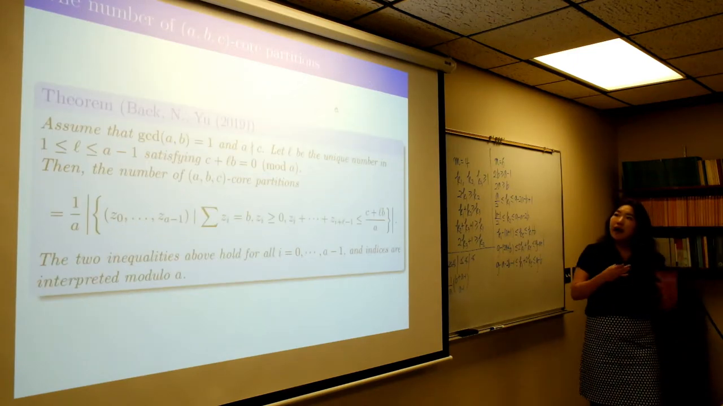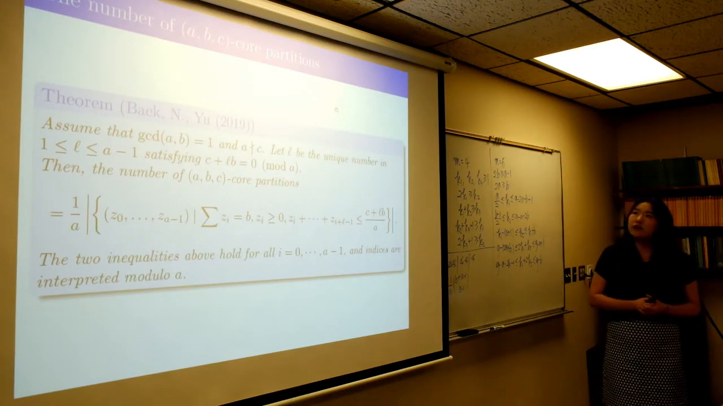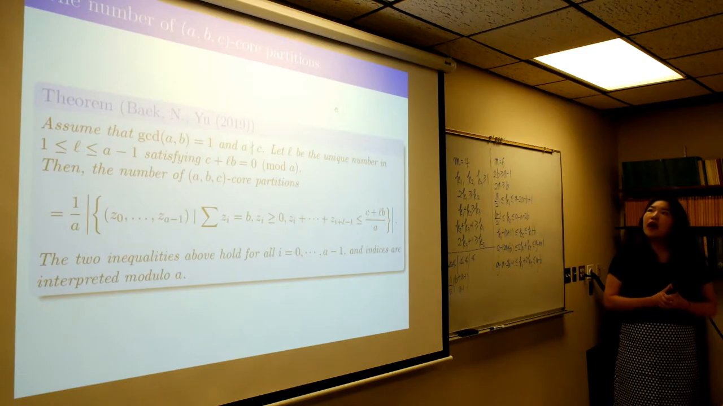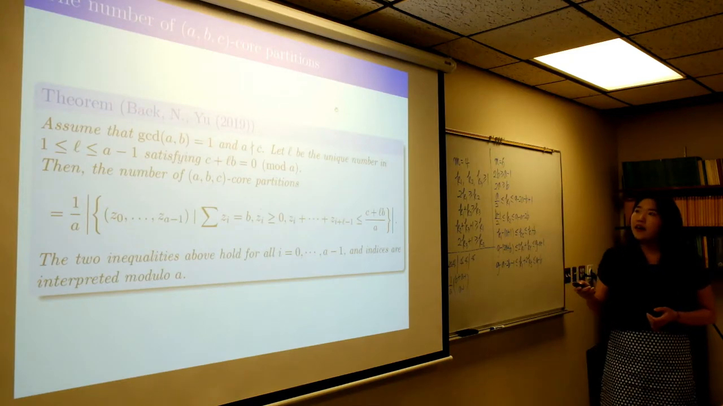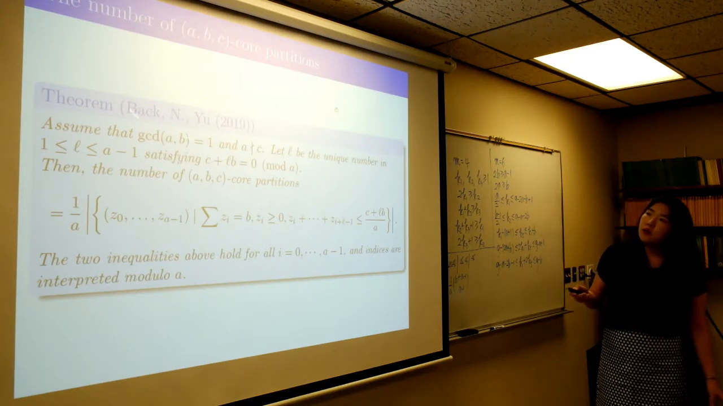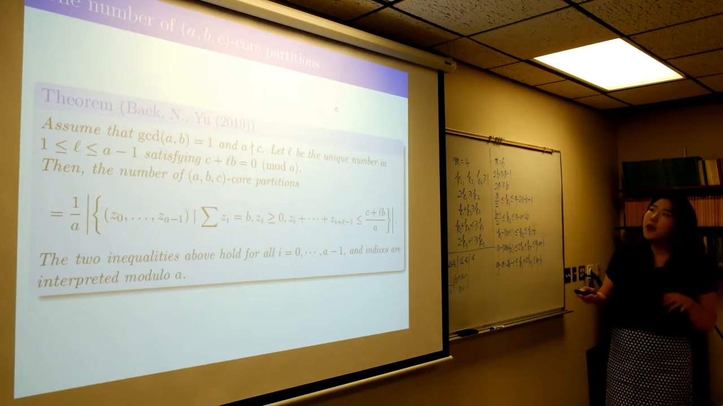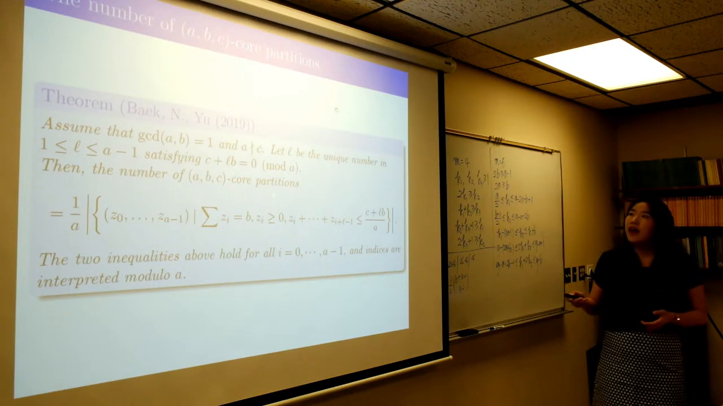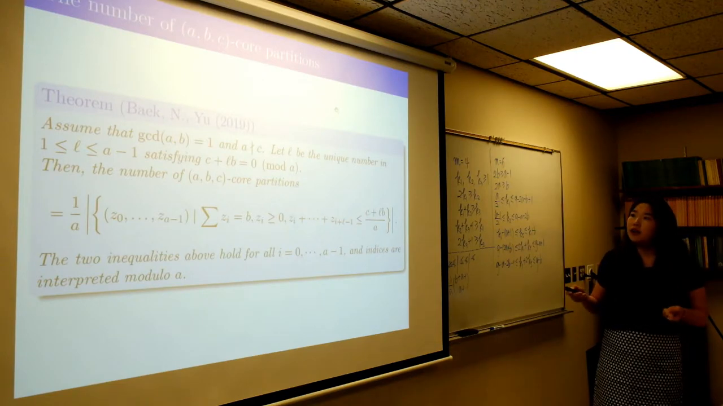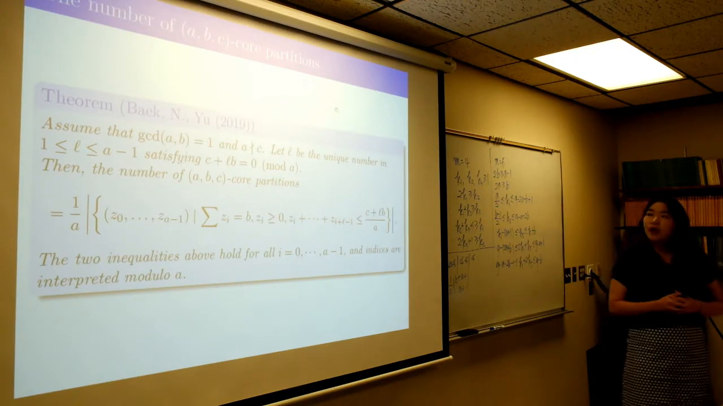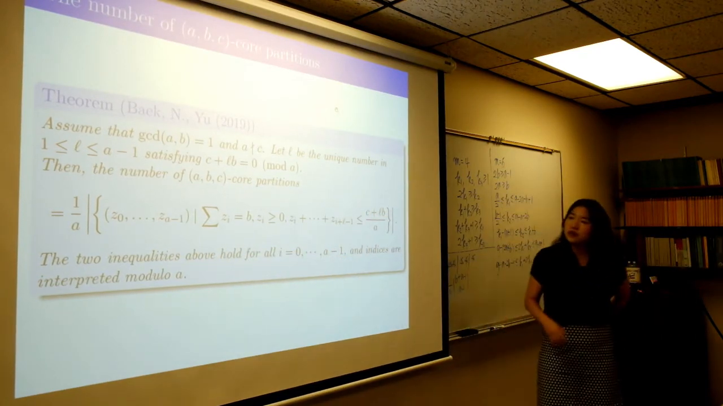So by extending what Paul Johnson did, Jinan Baek, Myungjin Yu, and I found an expression for the number of ABC core partitions. We have several assumptions here. For the change of variables, we have to assume that A and B are co-prime, but A and C do not need to be co-prime, but A does not divide C. And for each triple ABC given, there is a unique number L satisfying these conditions. In that case, this 1 over A comes from the modular congruence relation.